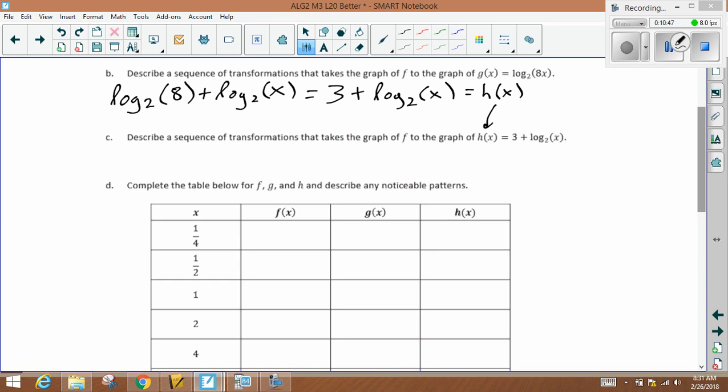Okay, so what's going to be the sequence of transformations? Well, there's just going to be one thing that's going to happen. What does this 3 do? Just like with the graph of x squared, that parabola, right? If I do x squared plus 2, it's going to shift that parabola up 2, right? Same thing with the logarithm. If I have a 3 out there, that's going to be a vertical translation of positive 3.